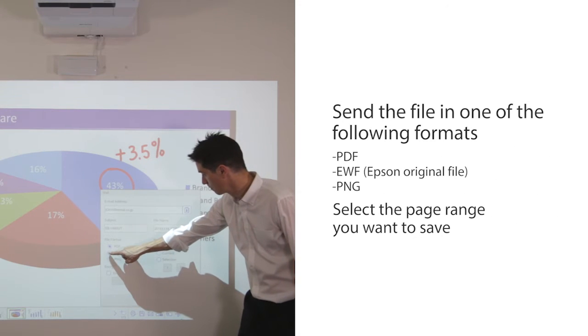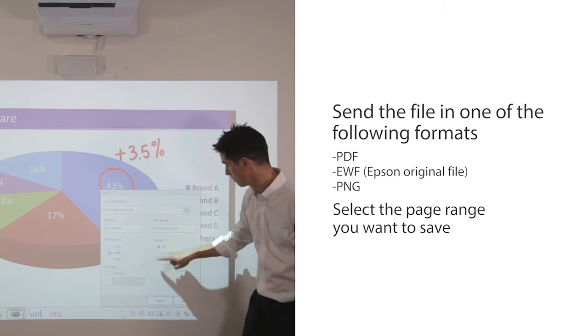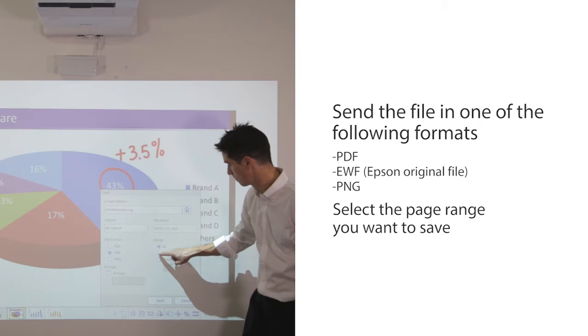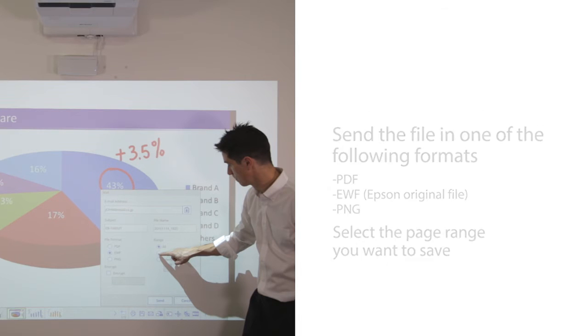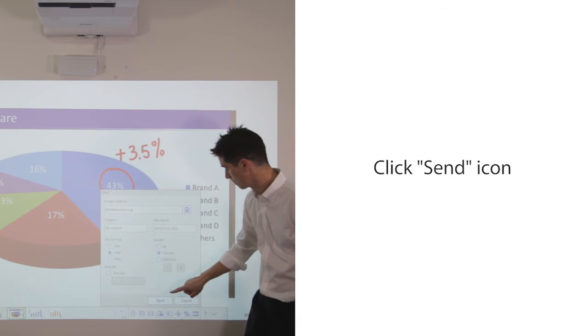Send the file in PDF, Epson original format, or PNG. Then select page range. Epson format allows you to come back to it and make changes to your file. Click Send to send your file to your meeting attendee.